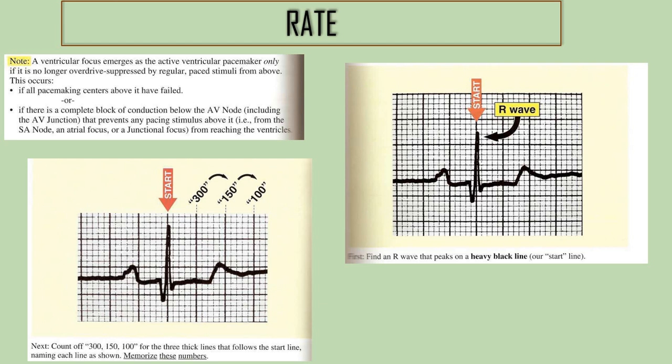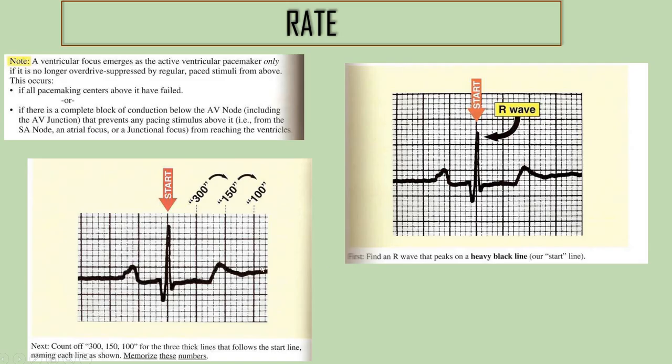Okay. Now we are counting heart rate. Next, this is a PQRST complex. Count of 300, 150, 100 for the 3 lines that follow the start line. Naming these lines as shown. Memorize these numbers.